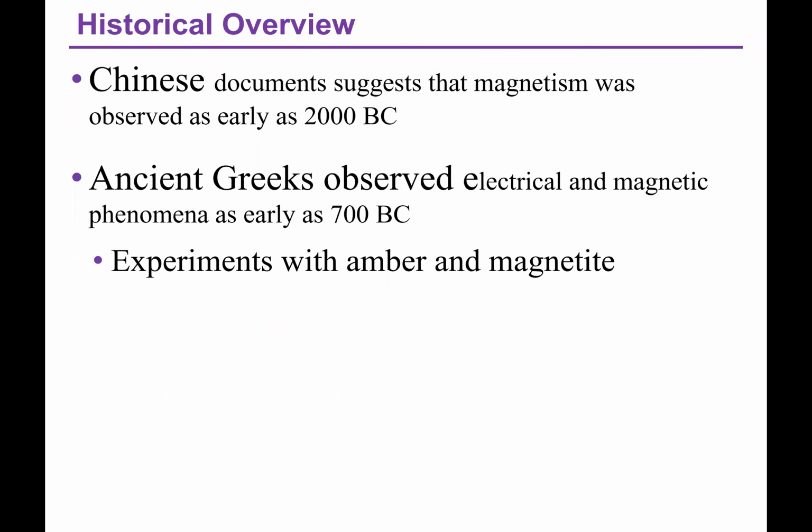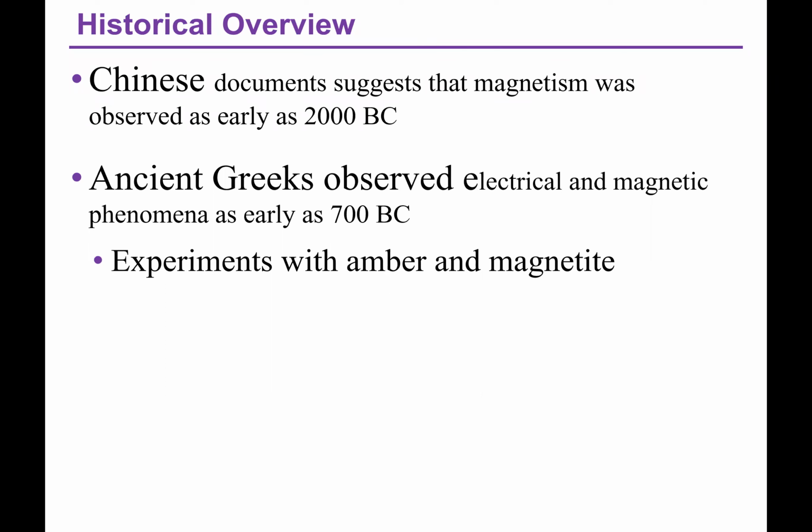But in terms of electricity or magnetism, those phenomena were observed thousands of years ago. I give you some facts here. The Chinese, for example, documented magnetism as early as 2000 BC. And the ancient Greeks observed electrical and magnetic phenomena as early as about 700 BC. We have documents of some of those observations.